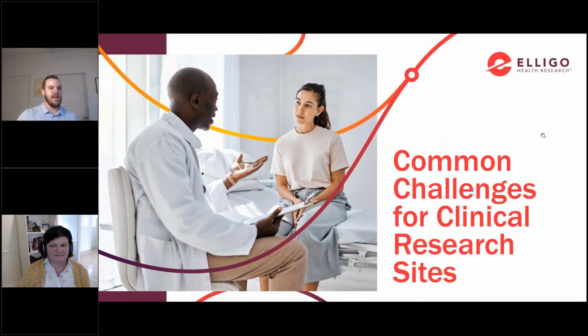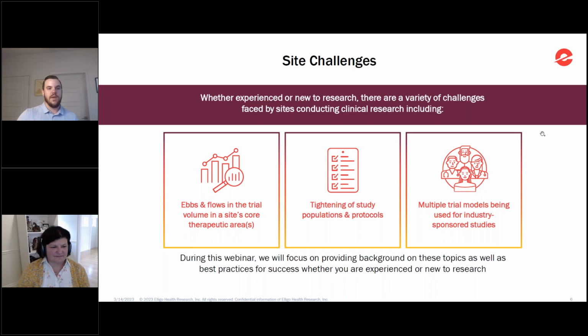I will go ahead and kick things off with common challenges for clinical research sites. Whether you are new to research or you've conducted thousands of studies, these are challenges that you either have or likely will encounter throughout your research journey. To name a few: ebbs and flows of trial volume within a site's core therapeutic area or areas, and we'll get into why that poses a challenge for sites later on in the presentation.